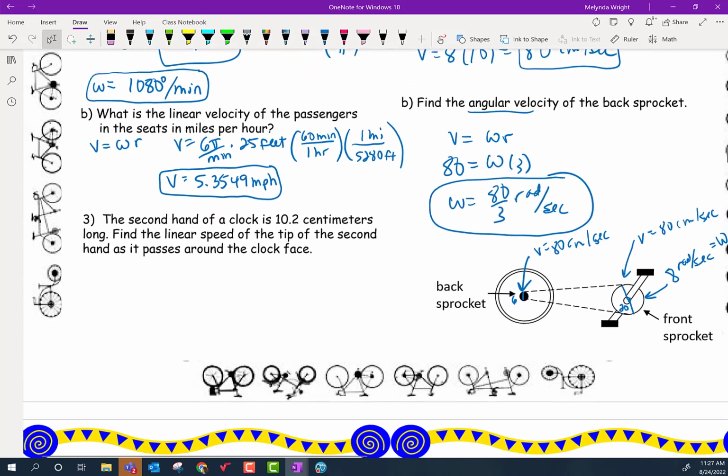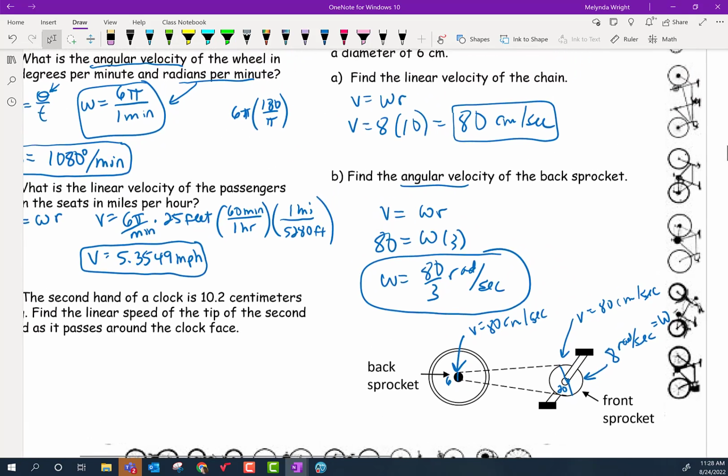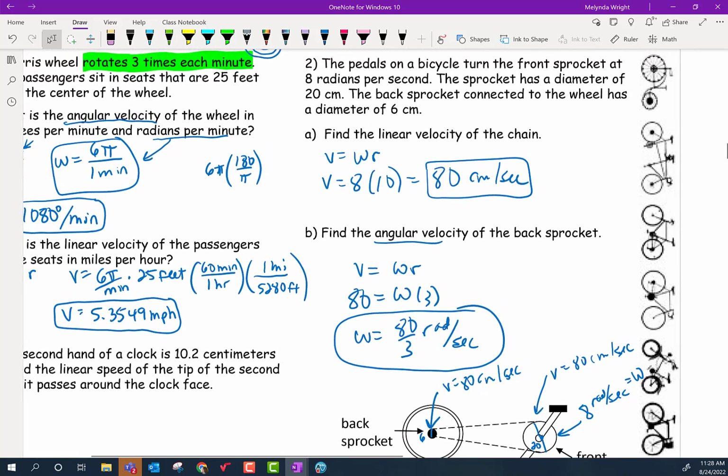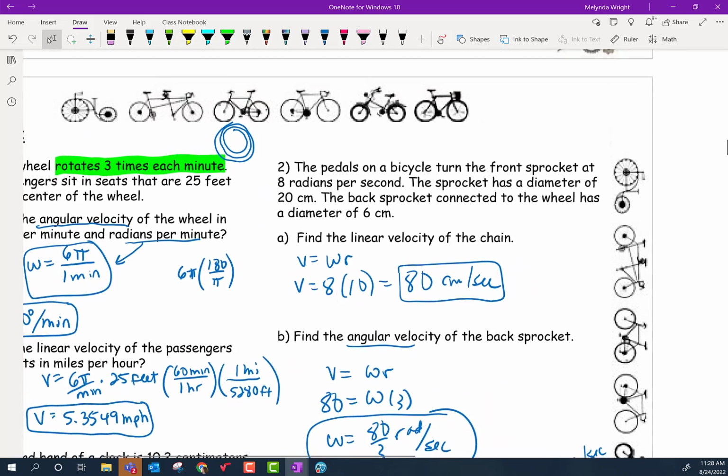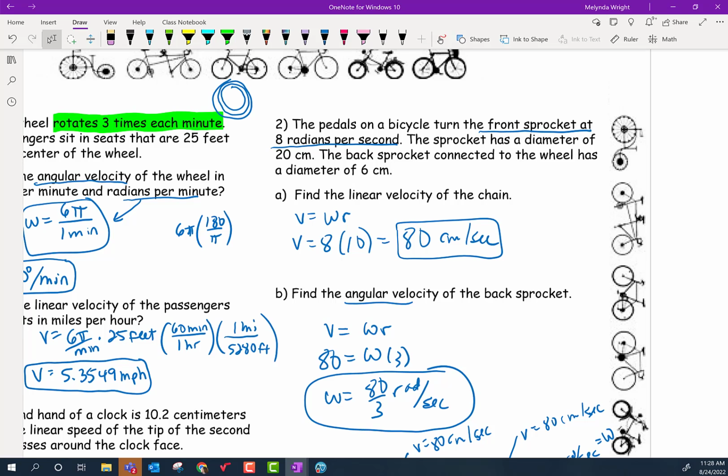Last one. Is everybody okay? Yes, ma'am. I might have missed you saying this, but on the first part, is there a reason why we chose the radius of 10 instead of the radius of 30? Ah, yes, because they designated that the front sprocket moved at 8 radians per second. We have to stick with the object that they are saying that belongs to. We can't switch objects like that with angular. We were able to switch objects with linear because what? Because they're connected together and rotate together.